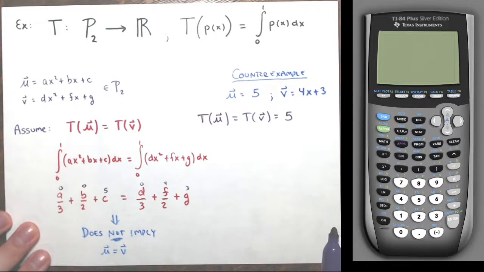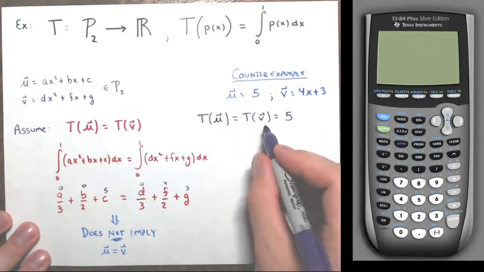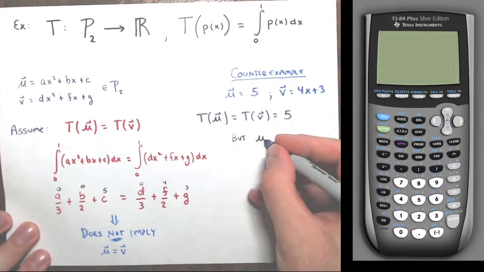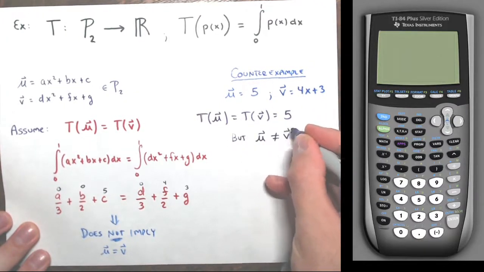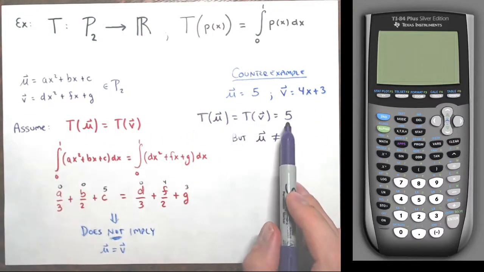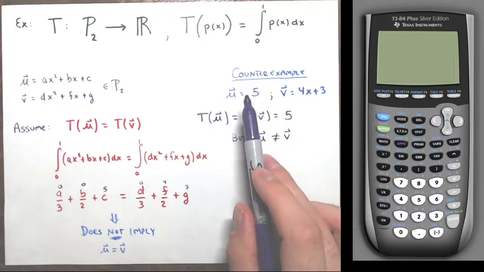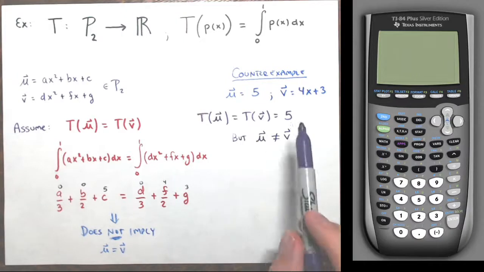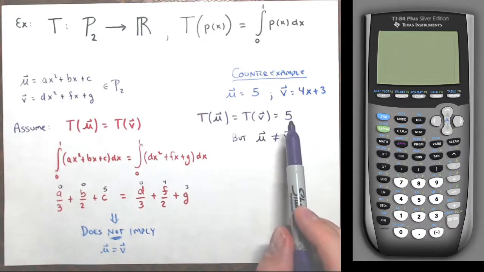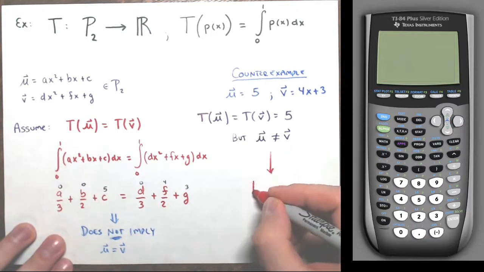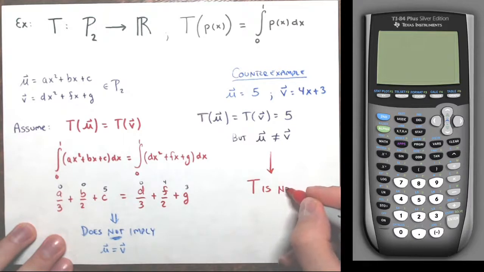So T of u equals T of v, but clearly these are not the same polynomial. U is not equal to v. And again, you have two different inputs that go to the same output. These two elements of the domain go to this element 5 of the range. So I have found an element of the range that has a pre-image with more than one element in it. So yet again, T is not 1-to-1.